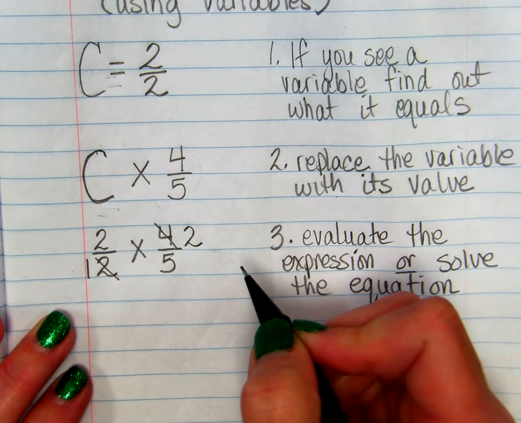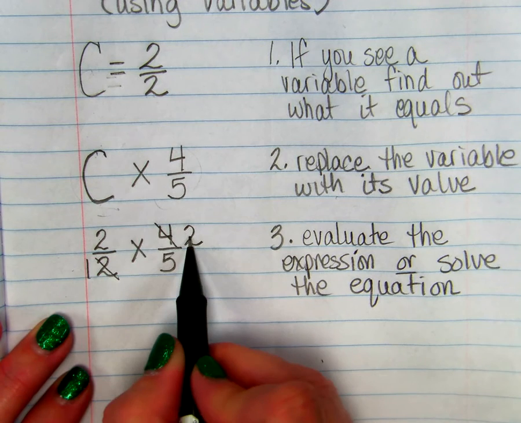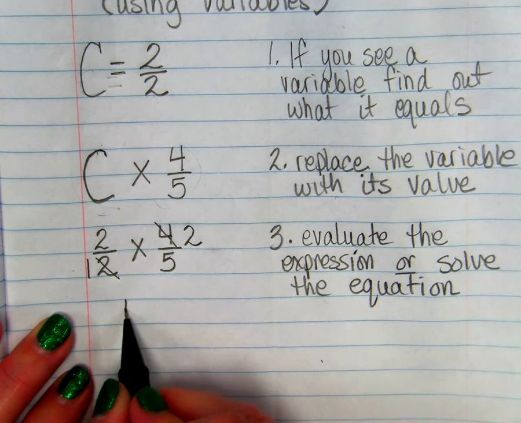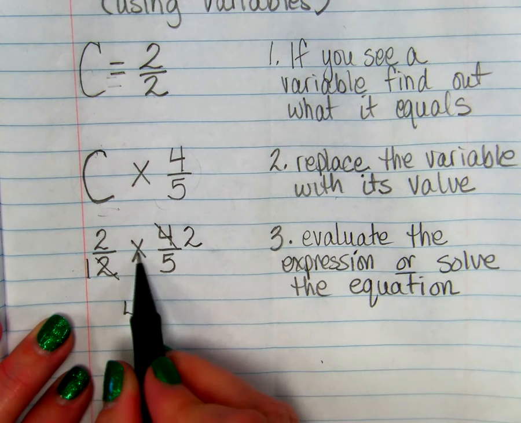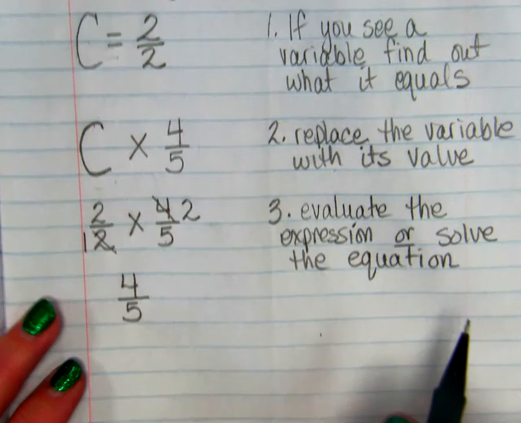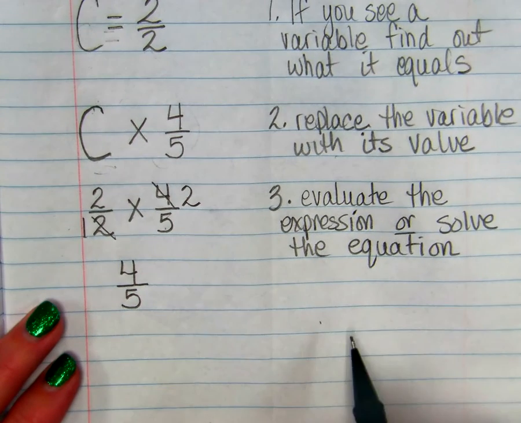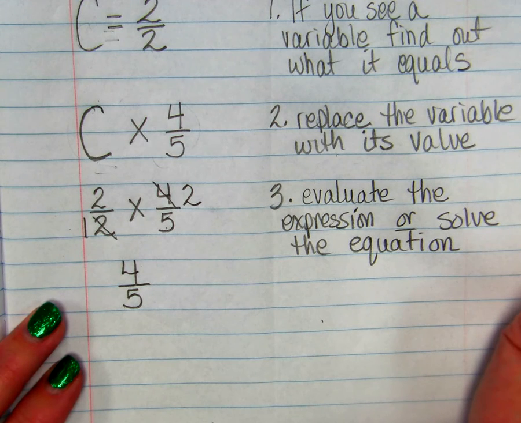Let's go ahead and multiply straight across now. Awesome. 2 times 2 is 4. I'm going to come down here and put my answer. 1 times 5 is 5. And this is in simplest terms, isn't it? It's the simplest form. 4 and 5 are consecutive numbers, and so my fraction is in simplest form.